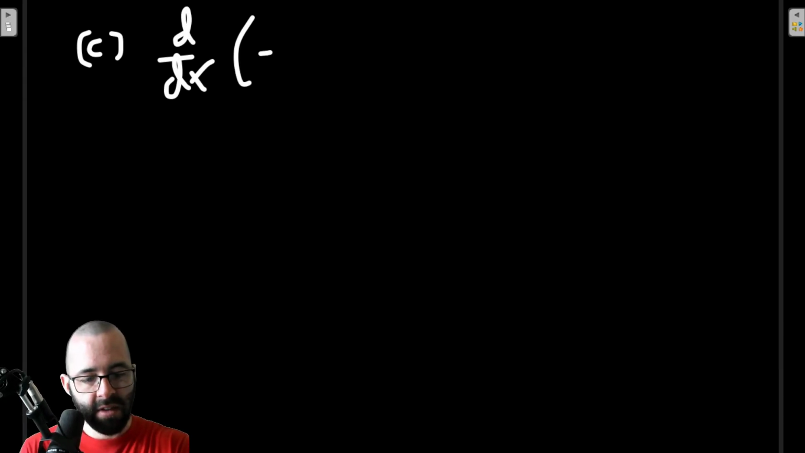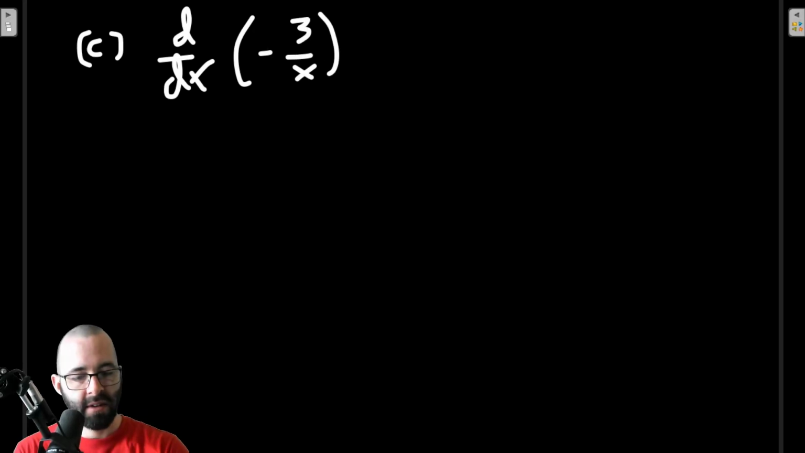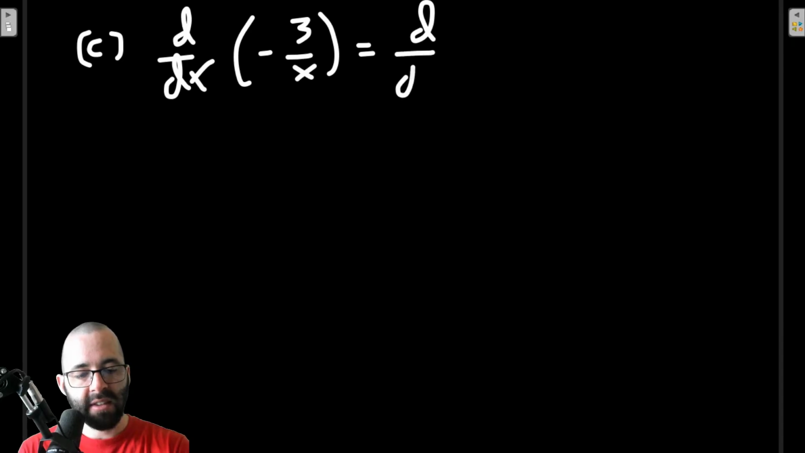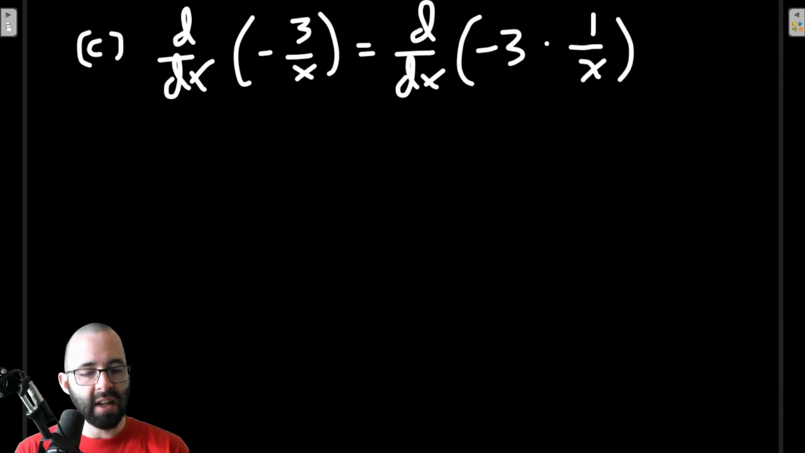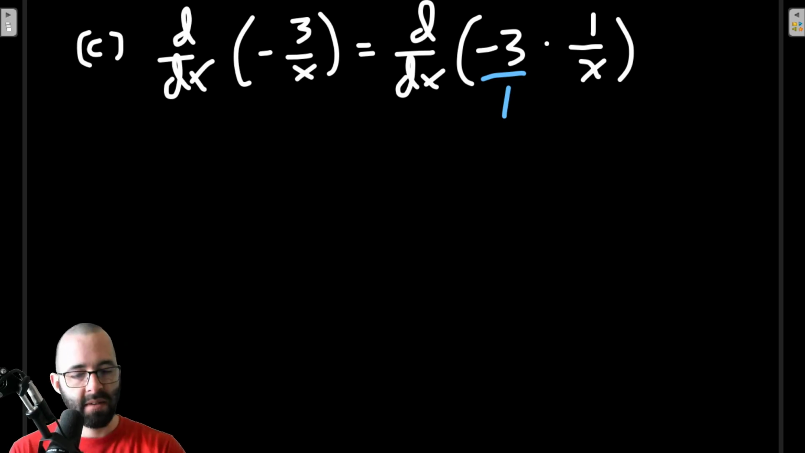d dx of negative 3 over x. This one is very, very similar. All right, let's rewrite this as the multiplication of 2 things. Negative 3 times 1 over x, just like we did before. Just like we did before, it's negative 3 over 1. These are the same things, we just split them up.